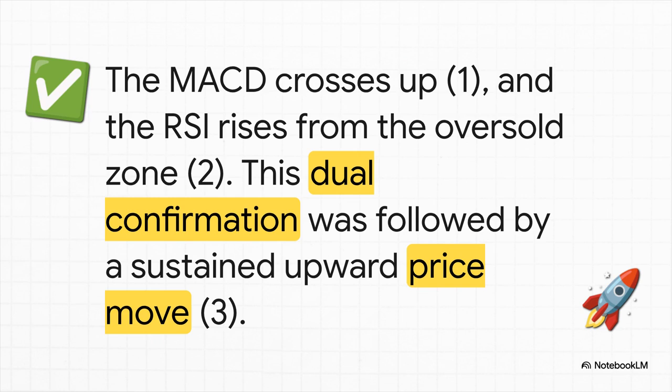And here's what that looks like in the real world. You get your first signal, right? The MACD crosses up. Now, a novice trader might jump in right there, but we wait. The real power comes when that signal gets backed up by the RSI, which is also showing strength by rising from that oversold zone. When you get that 1-2 combo, that dual confirmation, well, that can be the start of a really nice sustained move up.